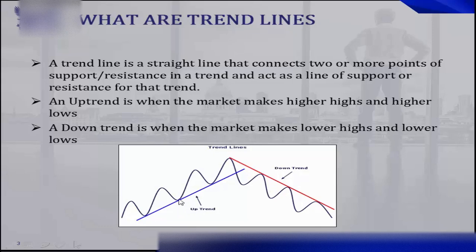Okay, so a trend line is a straight line that connects two or more points of support or resistance in a trend and acts as a line of support or resistance for that trend.